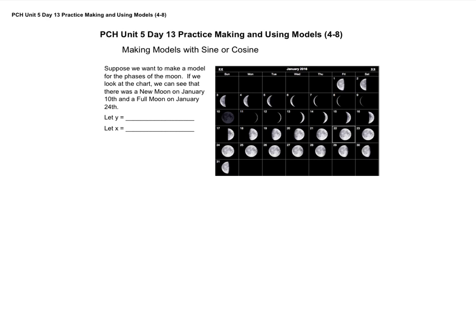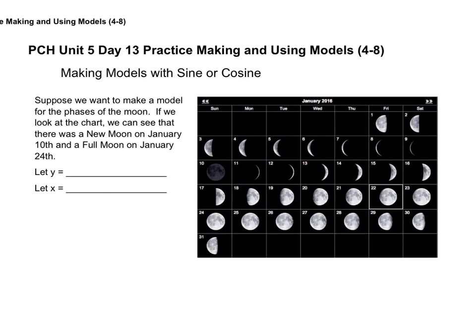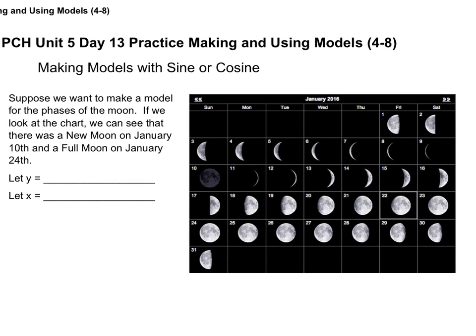Okay? Now, I'm going to use the example here of the phases of the moon. This is kind of a neat one here. I have a calendar from last year in January, January 2016, of the different phases of the moon on each day of the month. And as you can see here, on the 10th, the moon was totally dark. We had a new moon. Okay? And then on the 24th, we had a full moon. Okay? We're actually going to use those 2 days to help us construct a model.